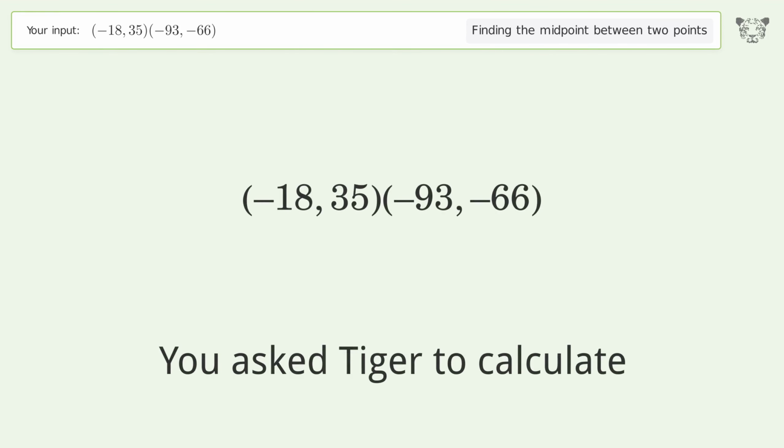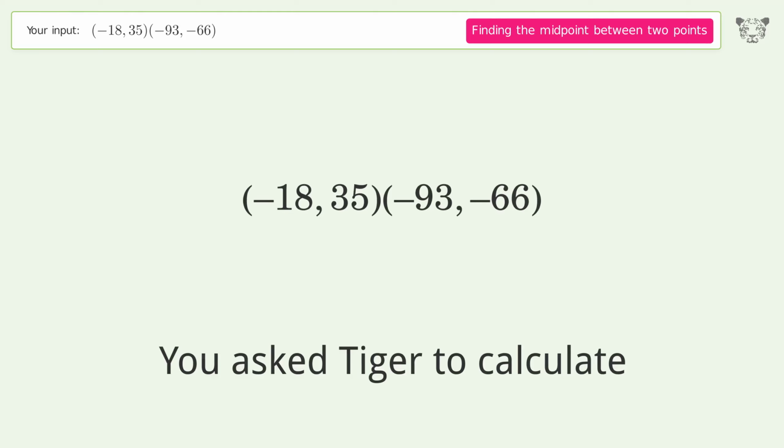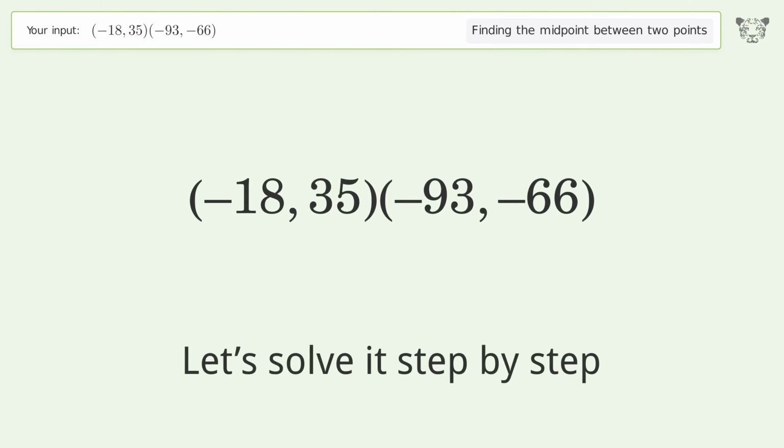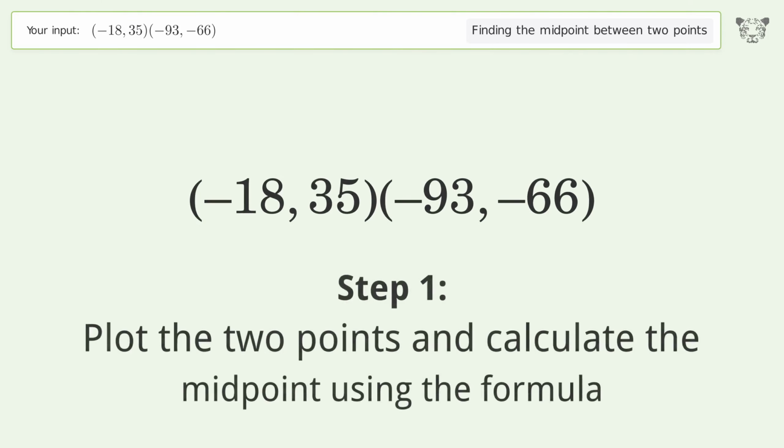You ask Tiger to calculate. This deals with finding the midpoint between 2 points. The midpoint between the 2 points is -55.5, -15.5. Let's solve it step by step. Plot the 2 points and calculate the midpoint using the formula.